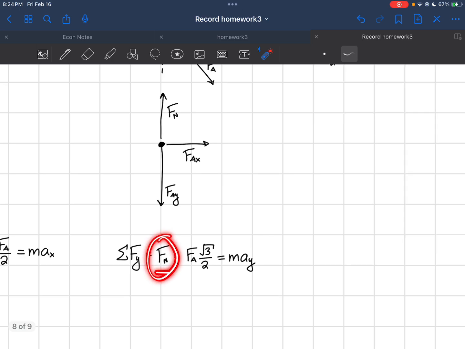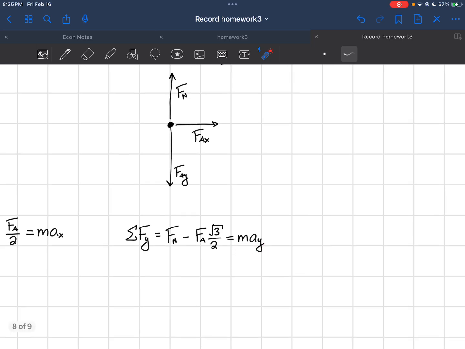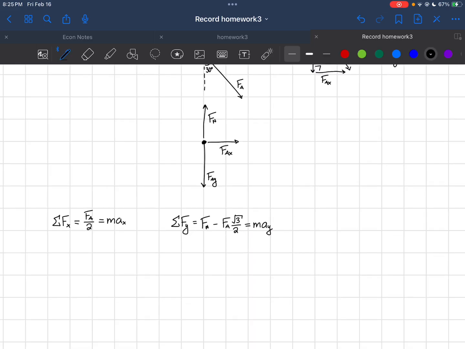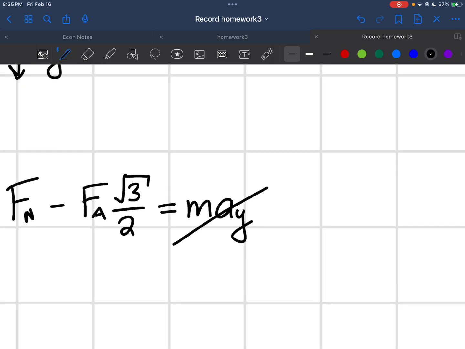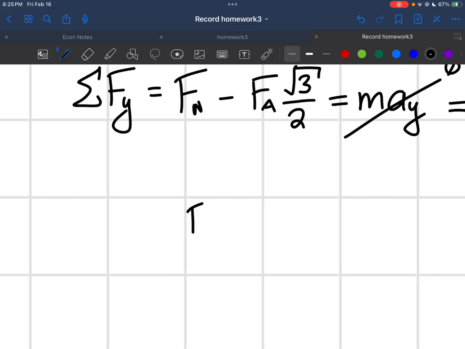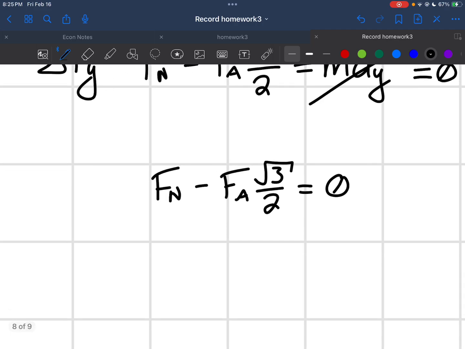Same thing over here. My normal force, that's the force from the surface that is perpendicular to that surface. By definition, normal means perpendicular. But this is the component of my applied force that is also perpendicular to the surface. And again, this is the component of my acceleration that is perpendicular to the surface. Because we're not moving through the table at all, my acceleration in the y direction is just going to be 0. Which will give me that my Fn minus Fa root 3 over 2 equals 0.